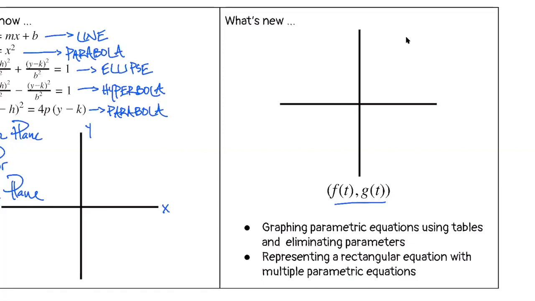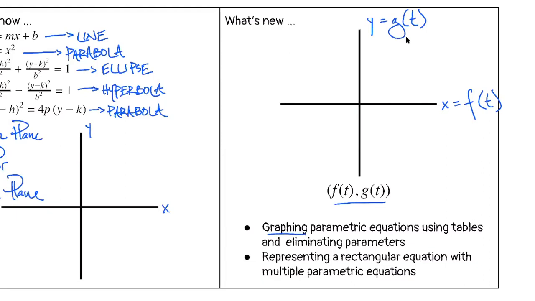So in this coordinate plane, we still have the x and we still have the y. But what's different is x is actually some function of a parameter, t. And y, similarly, is a different function of that parameter. So we can say x equals f of t and y equals g of t. Now, what we're going to be focusing on today is graphing parametric equations.